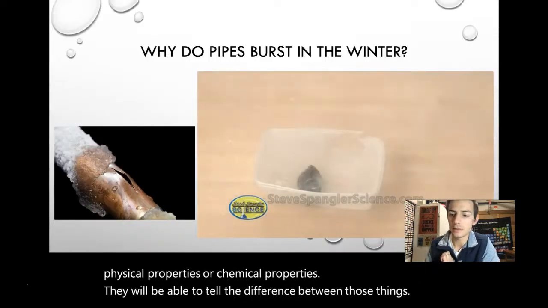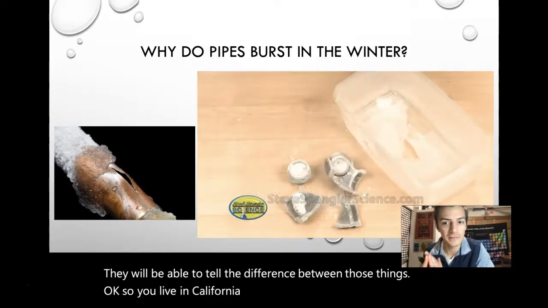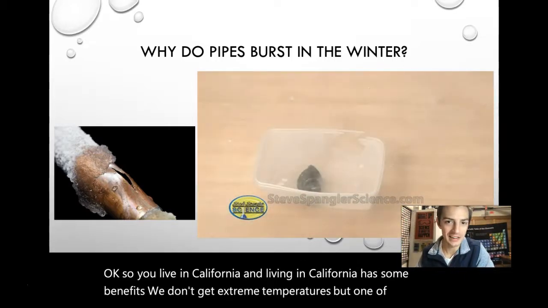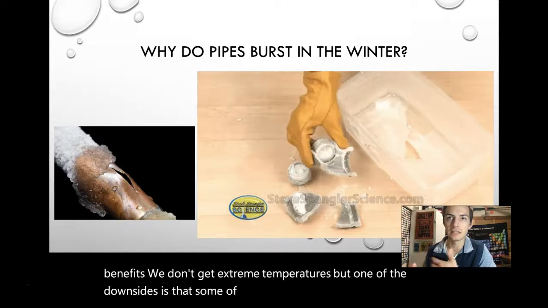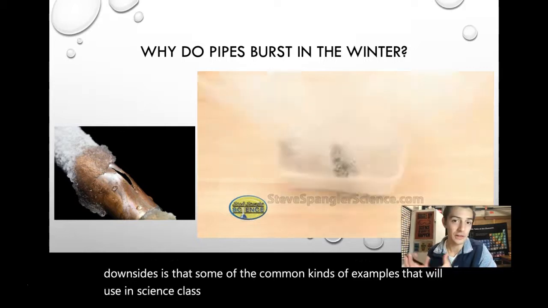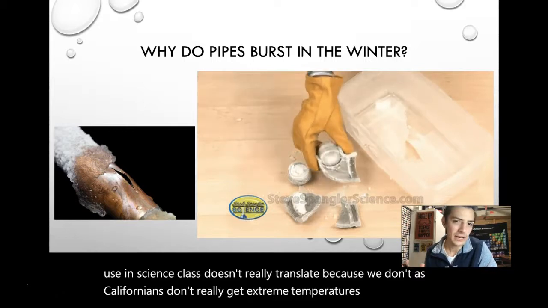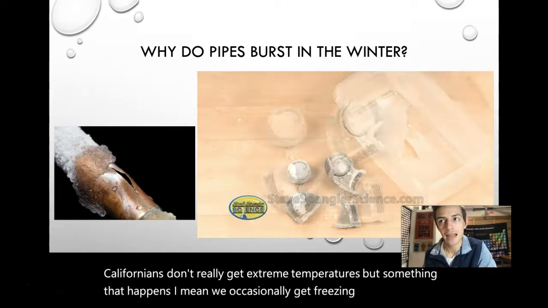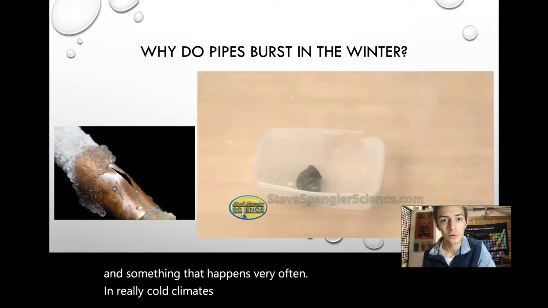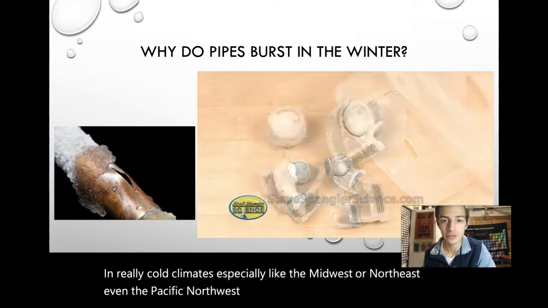Okay, so you live in California, and living in California has some benefits. We don't get extreme temperatures, but one of the downsides is that some of the common examples we use in science class don't really translate, because as Californians, we don't really get extreme temperatures. But we occasionally get freezing temperatures, and something that happens very often in really cold climates, especially like the Midwest or the Northeast, even the Pacific Northwest, is that you can get freezing temperatures at night.